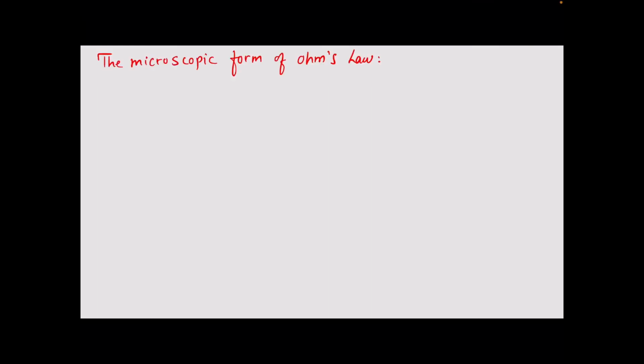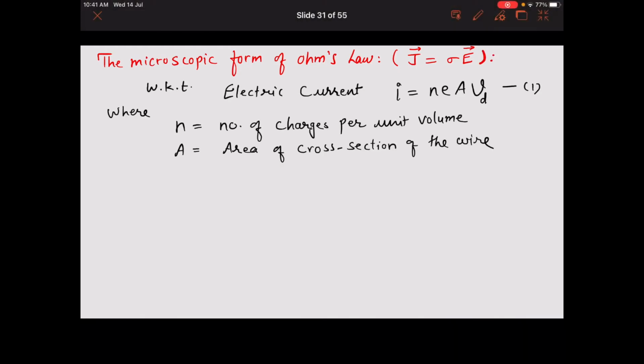The microscopic form of Ohm's law, that is J vector equals sigma E, where n is the number of electrons or charges per unit volume. Capital A is the area of cross section of the wire. e is the magnitude of charge on an electron. Vd is drift speed.